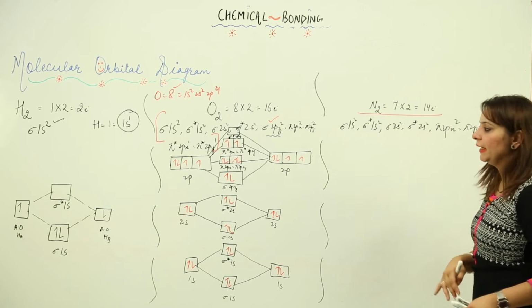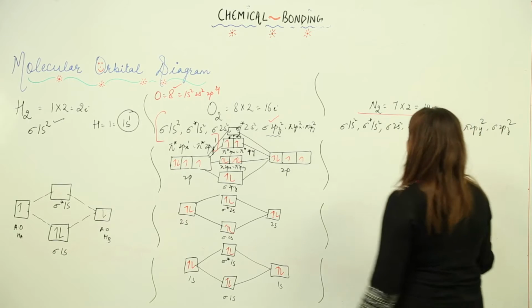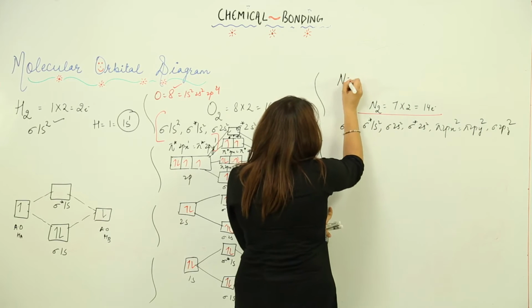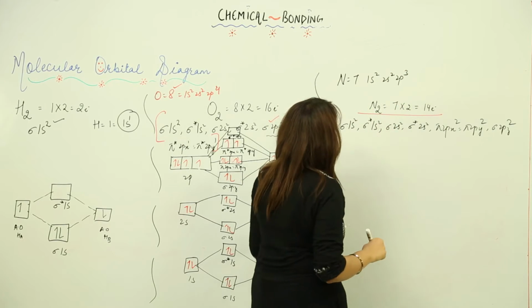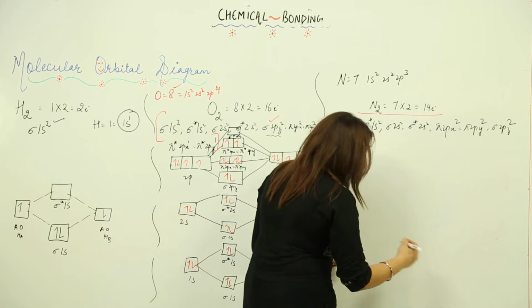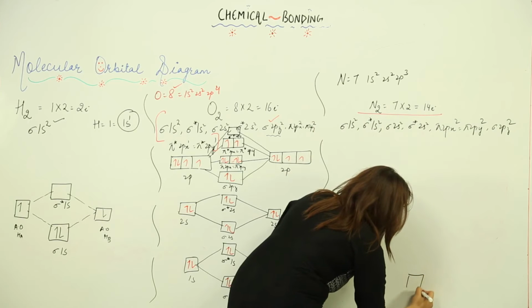So let's draw a diagram now. Again, I'll write the configuration for an atom also: 1s2, 2s2, 2p3. Right. So now again we'll make this kind of boxes.